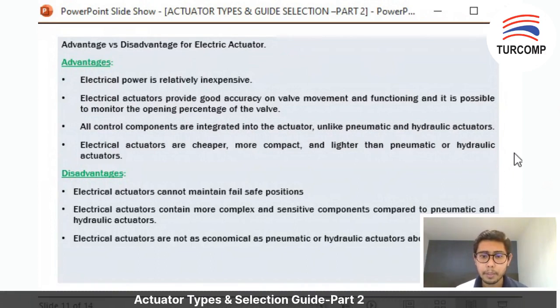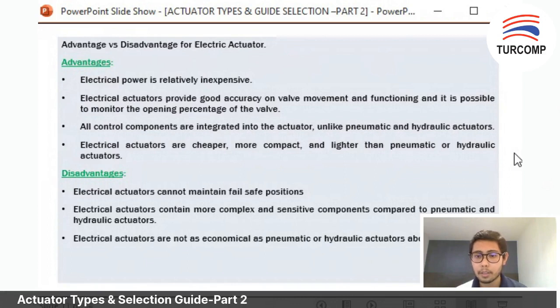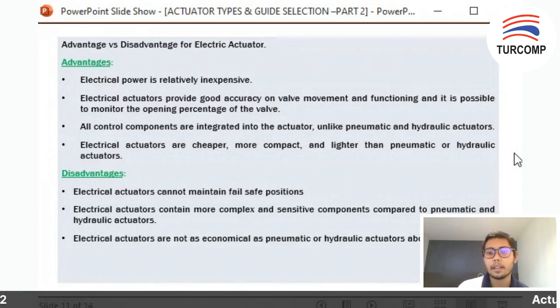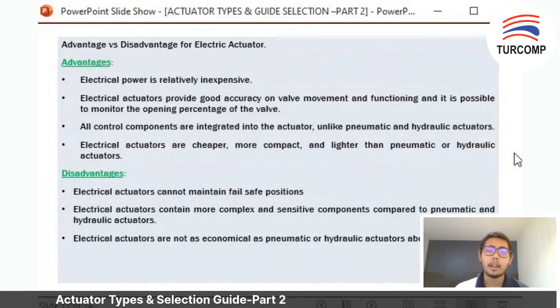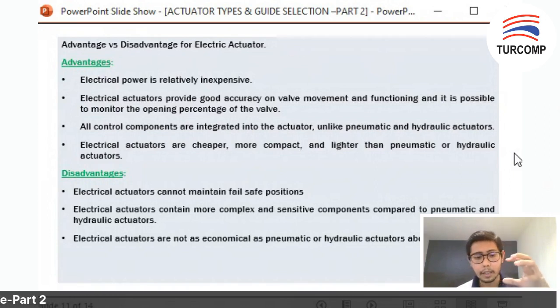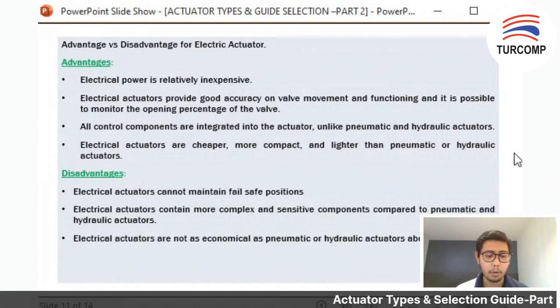All control components are integrated into the actuator, unlike pneumatic and hydraulic actuators. So basically, like pneumatic, you're going to have a filter regulator, you're going to have an SOV, you're going to have a positioner, and so on. This is for the controlling. And for, let's say, on and off, you're going to have on top of it a limit switch, but we still require AFR and so on.